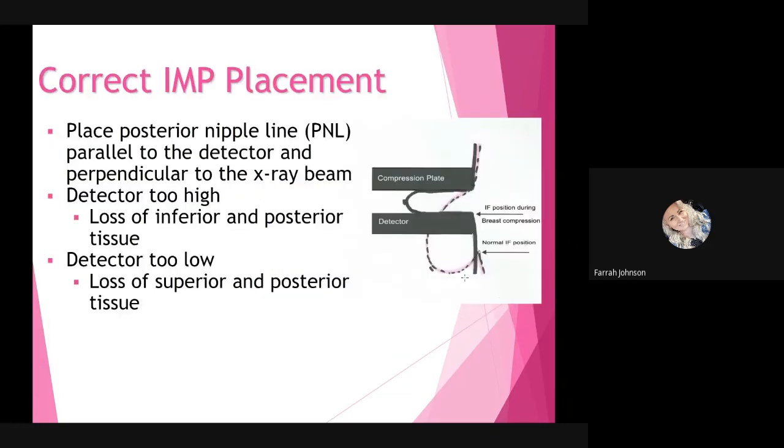So, correct IMF placement. You want to place the posterior nipple line, or the PNL, parallel to the detector and perpendicular to the X-ray beam. If the detector is too high, you're going to have a loss of inferior and posterior tissue, whereas if the detector is too low, you're going to have a loss of superior and posterior tissue. Okay, so you want to bring that IMF up nice and high. Make sure that your posterior nipple line is parallel to the imaging plate or perpendicular to your imaging beam.